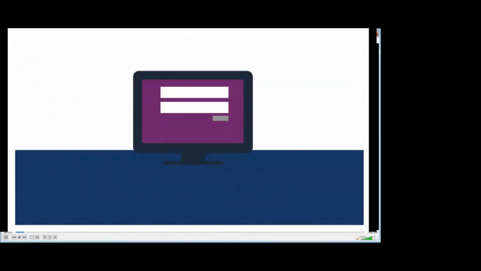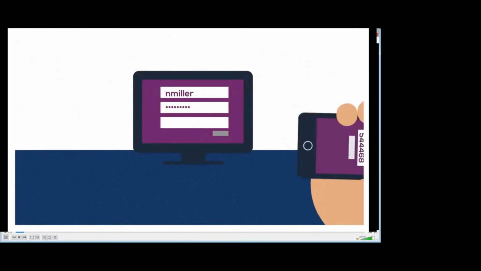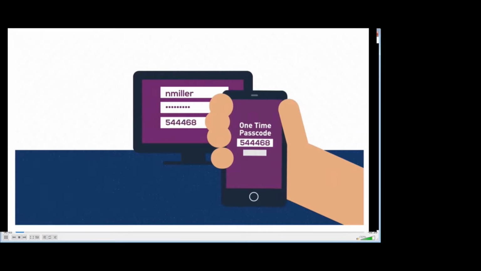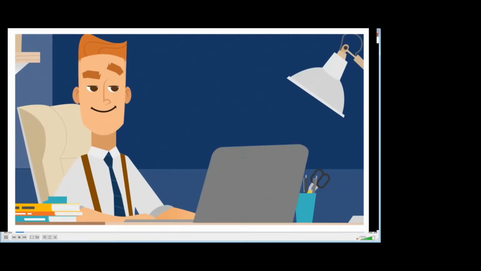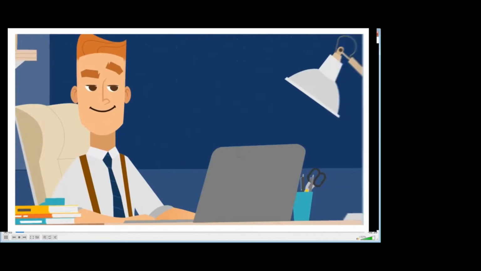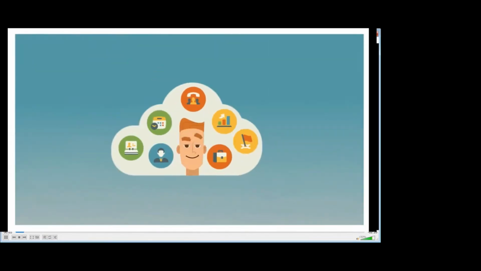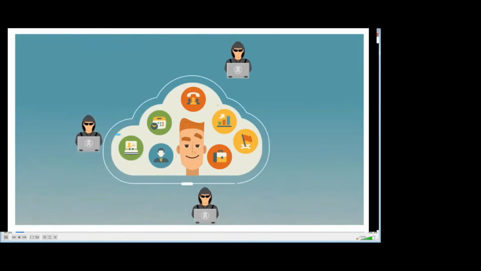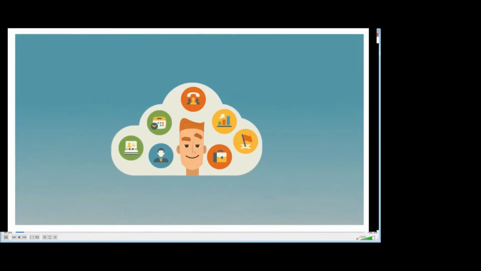With Gemalto's multi-factor authentication solutions, users must provide something they know, like their ID and password, with something they have, like a one-time password delivered to their mobile device. This makes it easy for users to log on to all approved company resources with a single identity, all while preventing bad guys from accessing sensitive data.